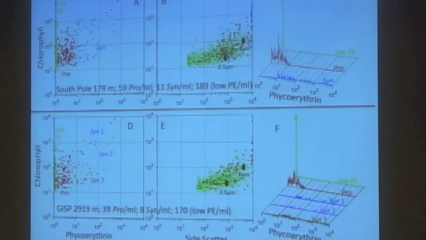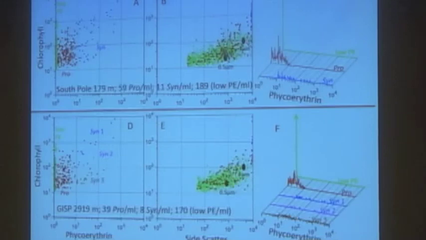Yes. So at the South Pole, this particular fistful had more, roughly 60 Prochlorococcus per milliliter, and this one had 11 of Synechococcus and about 189 of the low phycoerythrin. And this, for the specialists, the scientists, are just histograms that show you that, in fact, way over a very small value of phycoerythrin, you have a lot of cells.